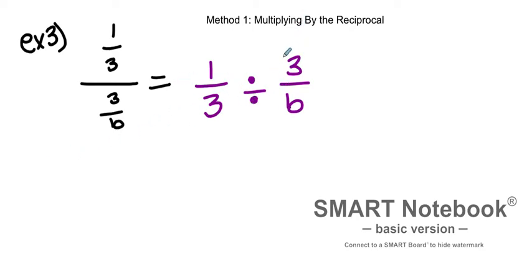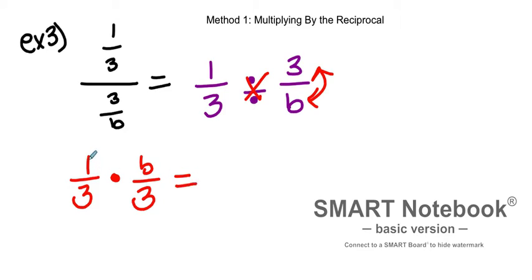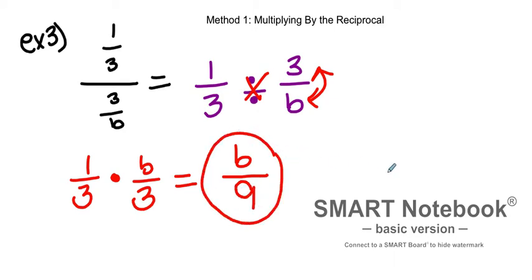Okay, but remember that dividing by a fraction is the same thing as multiplying by the reciprocal. So remember, we can multiply by the reciprocal. So it's going to be 1/3 times, and then flip your second fraction, b over 3. So what does that give us? 1 times b on top is b. 3 times 3 is 9, so it's b over 9 is our final answer.